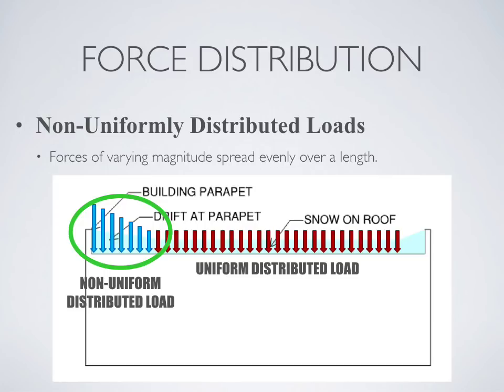Okay. So here we have parapet drift on the left, parapet drift on the right, which I didn't show any arrows, and then we have uniform snow in the middle. So we don't need to worry about that uniform snow. I mean, we need to worry about the uniform snow, but it's not variable like the one on the left.